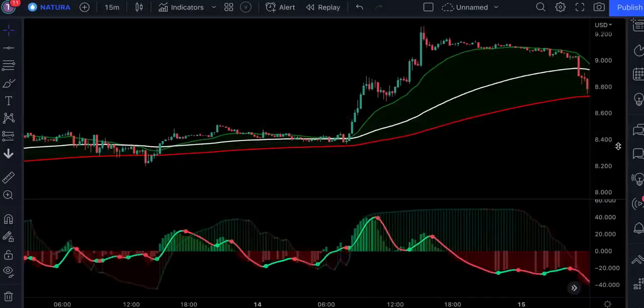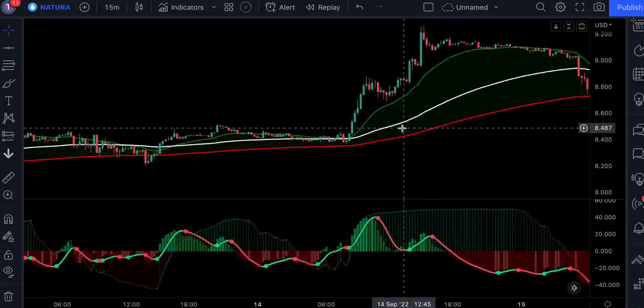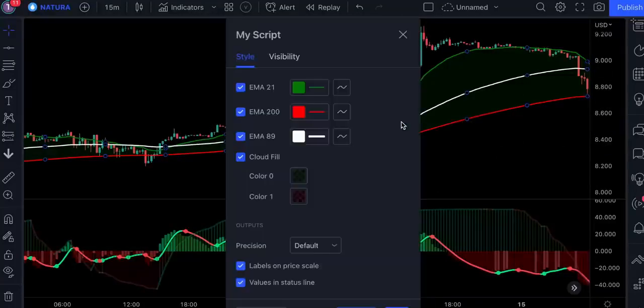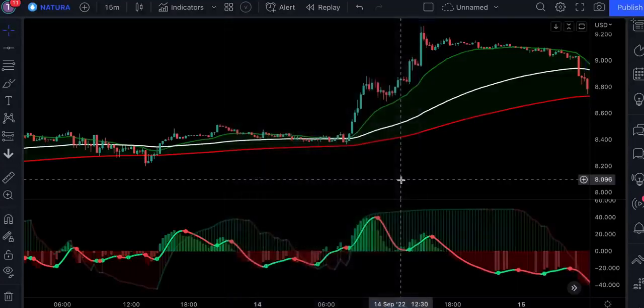So first let's start with this Secret EMA Cloud. This is a combination of 3 moving averages. If we double click on it, we can see that the green line is the EMA 21, the red line is the EMA 200 and the white line is the EMA 89. These moving averages will help us identify the overall trend direction so that we don't trade against the trend.